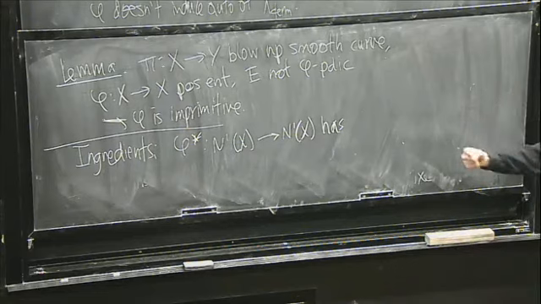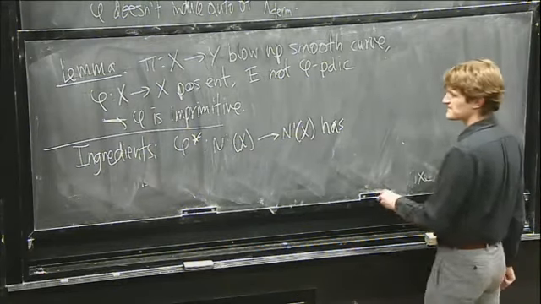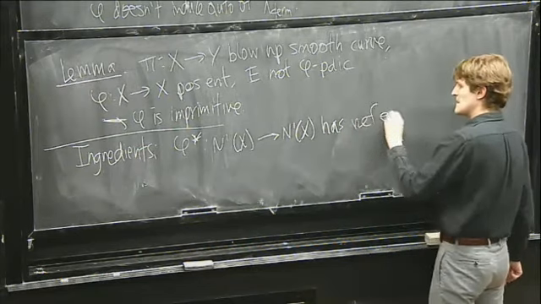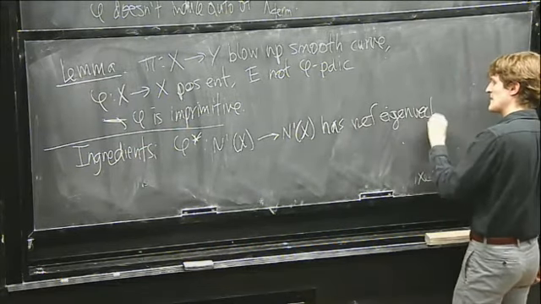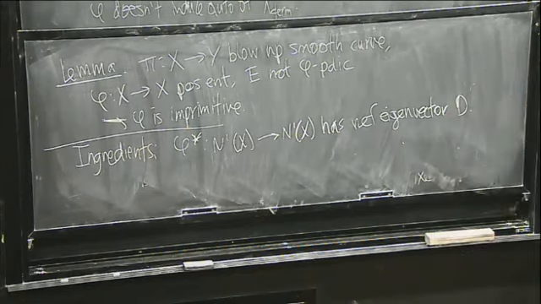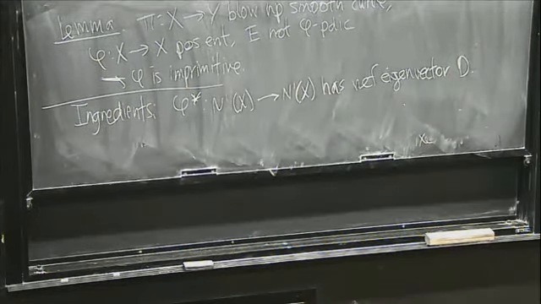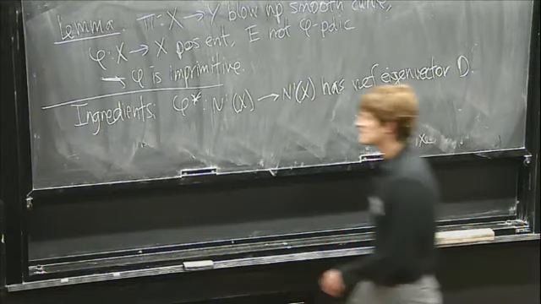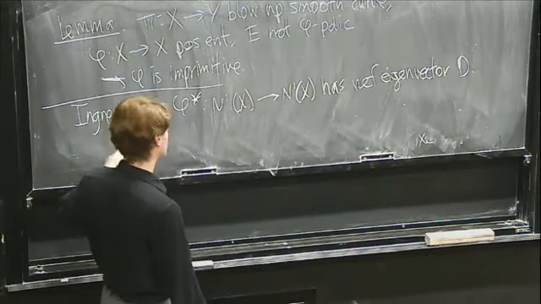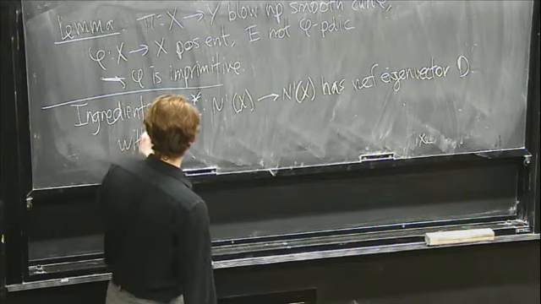Again, you start with an ample, you keep pulling it back, it stays ample, and these things are converging to something nef. OK, so there exists a nef divisor on X. This is not a big surprise. The interesting thing that happens is that D squared is 0.